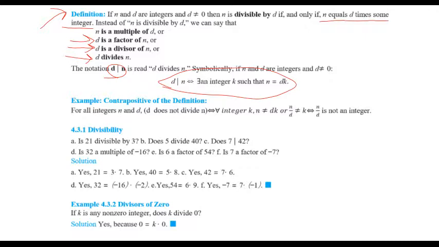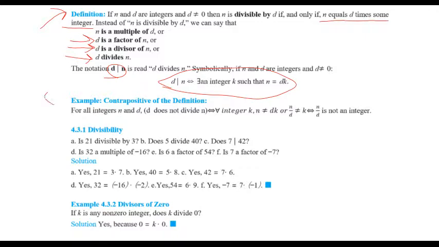Now, let's look at the contrapositive of this definition. You know that the contrapositive of "if P then Q" is "if not Q then not P", and based on what we said before, we know that the contrapositive of a conditional statement is equivalent to that statement. So since the definition is obviously true, I'm going to write the contrapositive of the definition, and obviously it should be true, right? So here is the contrapositive of the definition.